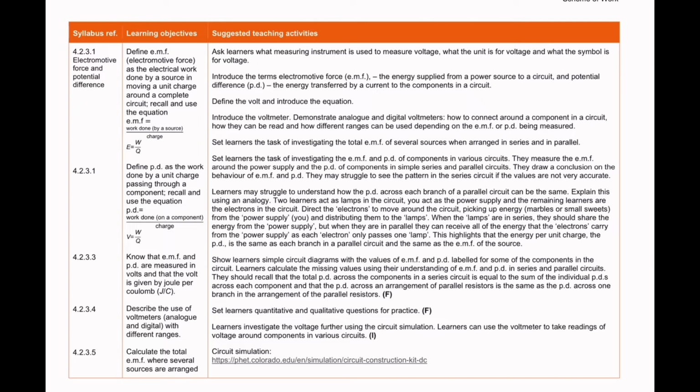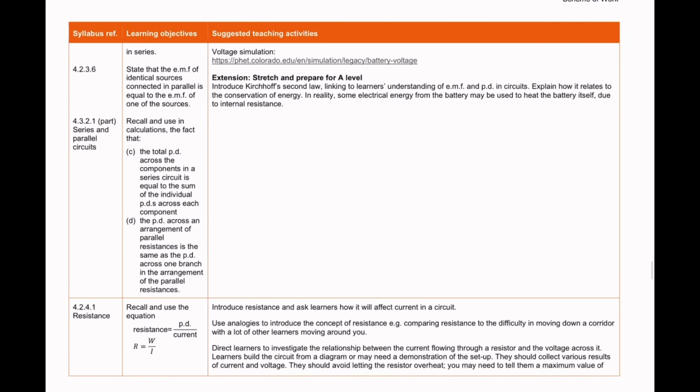Describe the use of voltmeters, analog and digital, with different ranges. Calculate the total EMF where several sources are arranged in series. State that the EMF of identical sources connected in parallel is equal to the EMF of one of the sources.